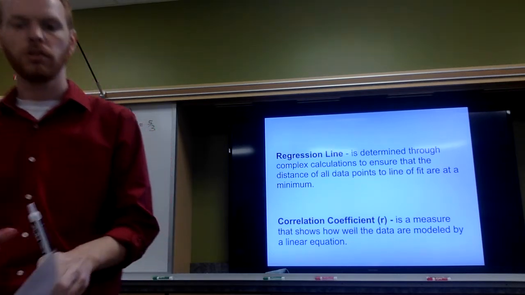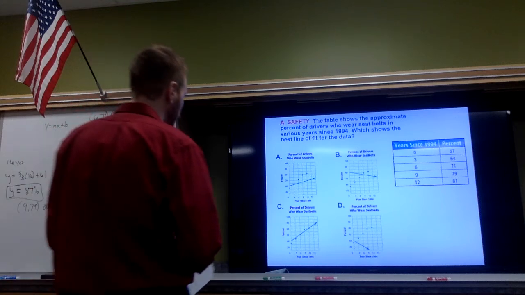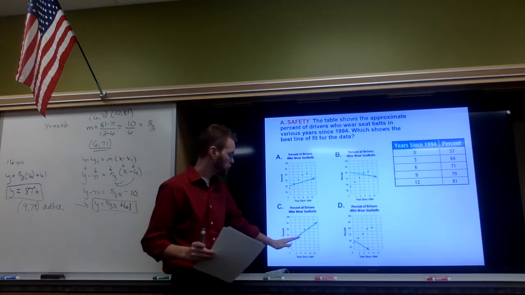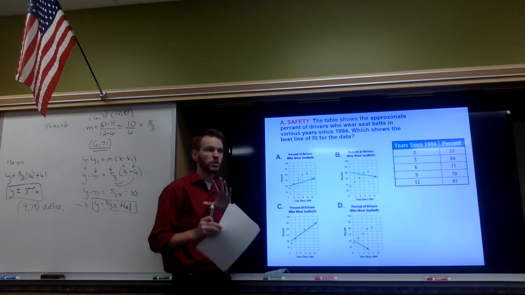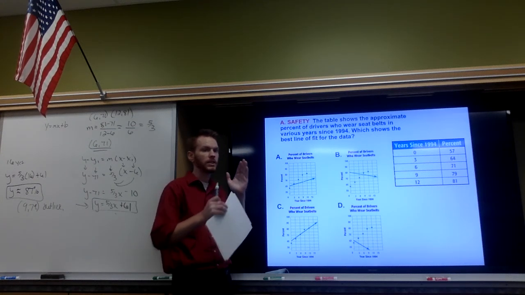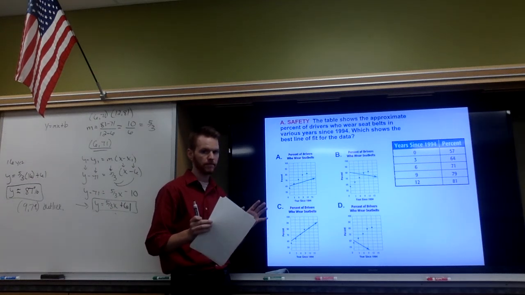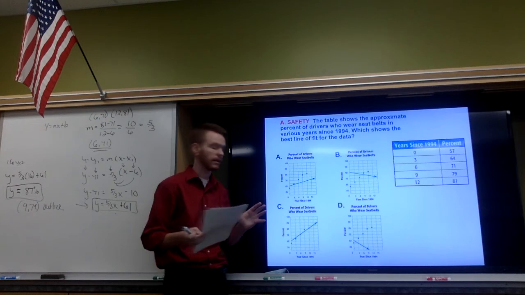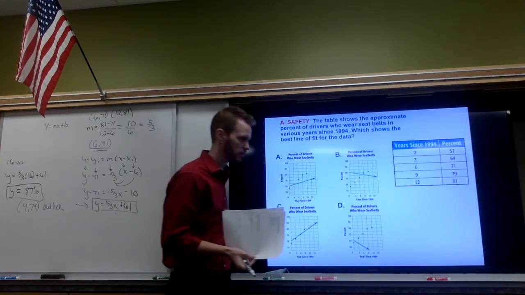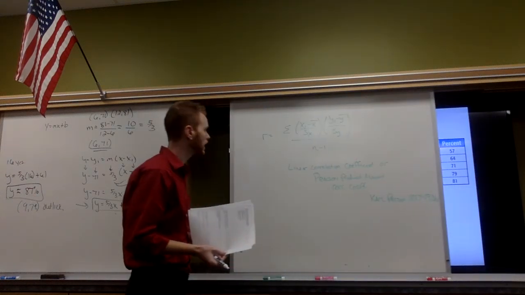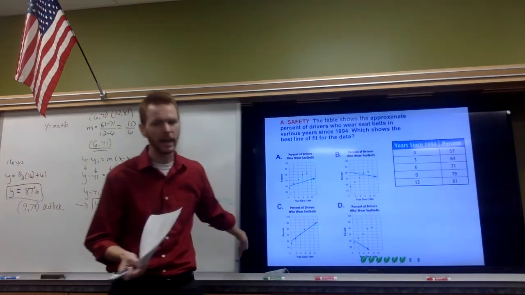So if we were to actually create a true line without picking 2 points, we're trying to create a line where the distance between each of these points and the line is at its minimum. Okay, that's what we're trying to create here. Now that's more for a stats course. For Algebra 2, we just need to know some of the basics.